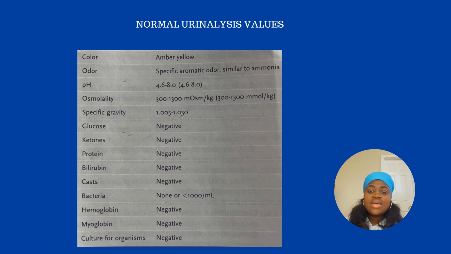So here on this slide, I include the normal urinalysis values. You can see from hemoglobin to bacteria, bilirubin, it should be negative. Here again, I include protein, it should be negative. Ketones, negative, but we know ketones can increase based on fasting. Glucose, negative. Specific gravity, 1.005 to 1.030, and we're going to talk some more about specific gravity. Okay, the color should be amber yellow. Culture of organism should be negative.